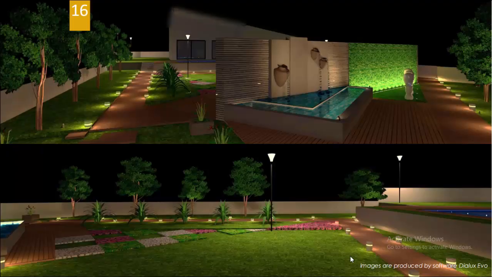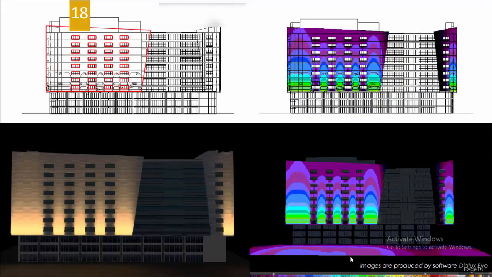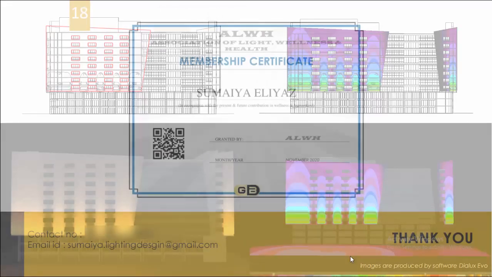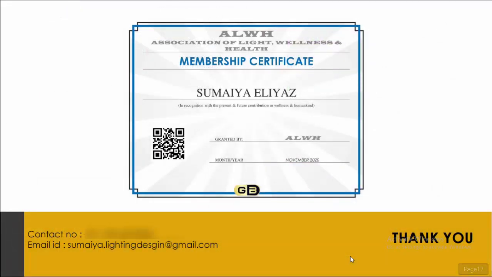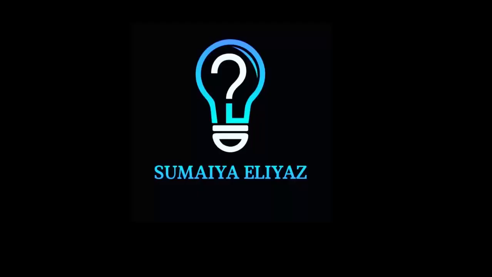A few more images of the renders. Then the facade lighting. The calculation parts. Then my achievements. Later I have my contact information, my contact number and email ID. So this is my portfolio. You can make your own, keep it simple, and put in as much information as you can about your expertise and skills, and that's it.